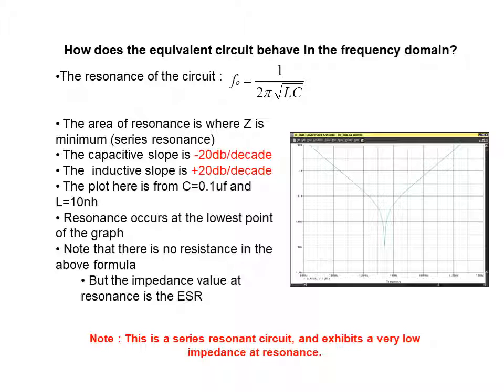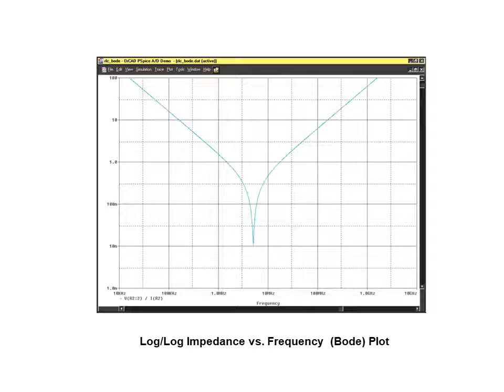To be noted, in this formula there is no resistance included, but the impedance value at the resonance is the ESR, which should be accounted for. And this is a series resonance circuit and exhibits a very low impedance at the resonance, as you see in the plot. This is the same plot, log impedance versus frequency, which is a Bode plot that you have just referred to.